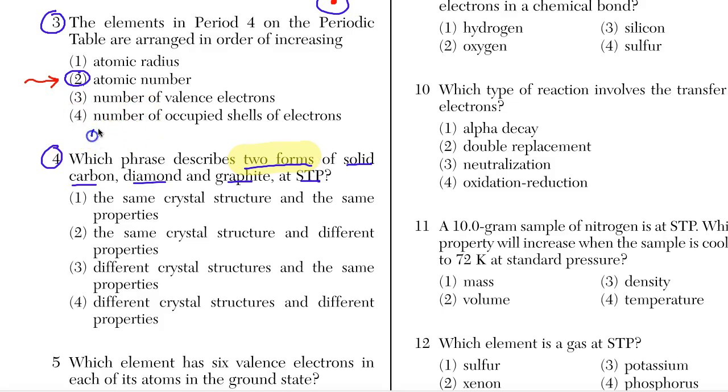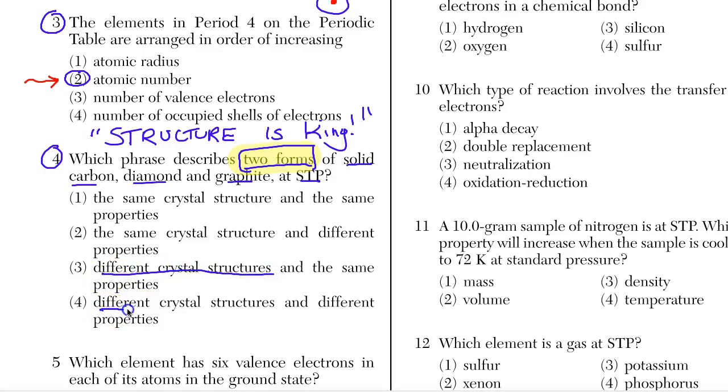And as I will say over and over, especially in organic chemistry, and this is carbon-based, structure is king. Say it with me, structure is king. You change the structure, you change the properties, physical and chemical. So they're going to have 2 different forms, therefore different crystal structures. And if you have different structures, you will have different properties.